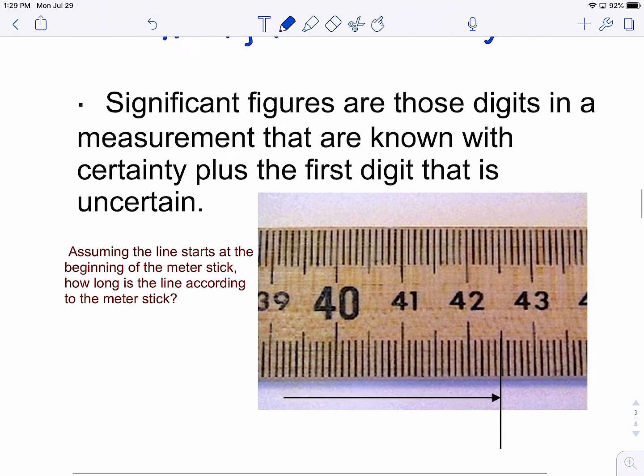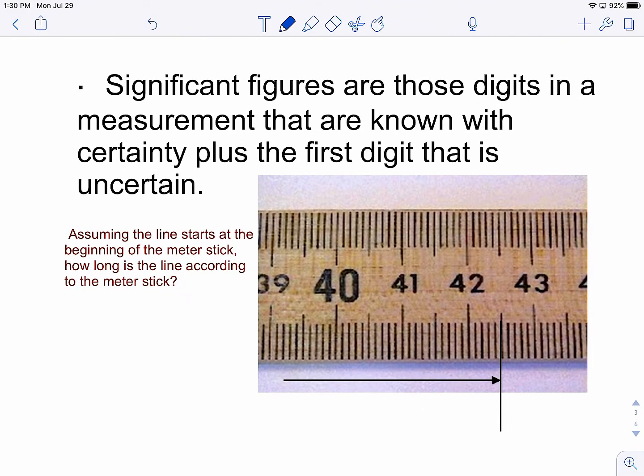Okay, so we know that significant figures are those digits in a measurement. That's really important. Sig figs are really important to measurements. If we're talking about adding 2 plus 2, sig figs are not a big deal unless those are measurements, 2 centimeters plus 2 centimeters. Okay, so those digits that we know for certainty plus one more estimated or uncertain digit.